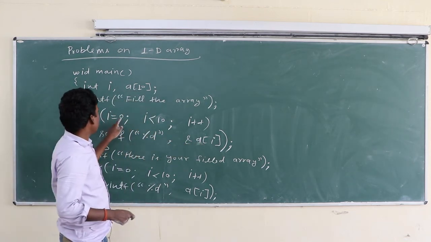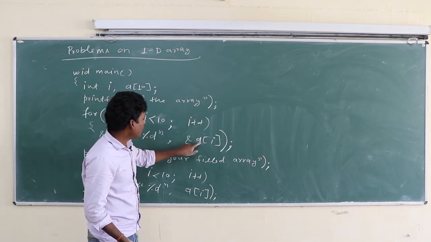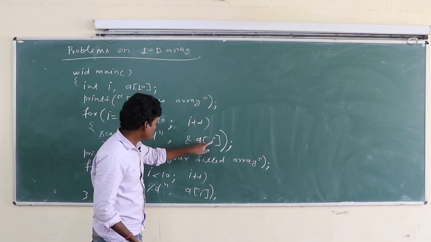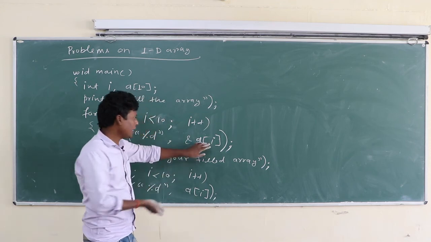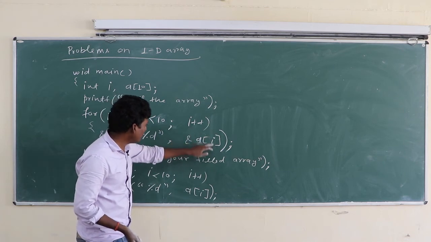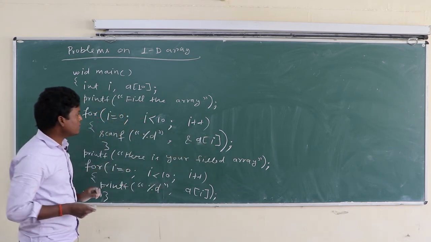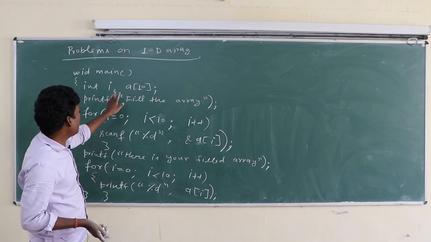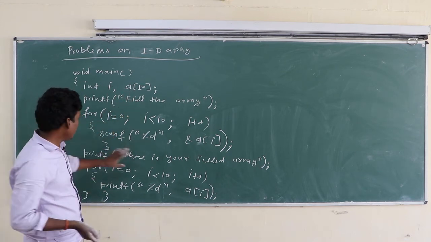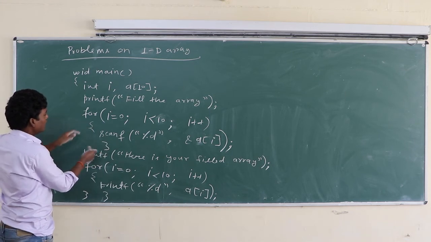So the first time i has value 0, 0 is less than 10, true. So ampersand a of 0, the first time the user inputs at the a of 0 place, again a of 1 place, a of 2 place, a of 3 place, a of 4 place. The user inputs the value 10 times and the array will be filled. Okay, so here the array is filled.